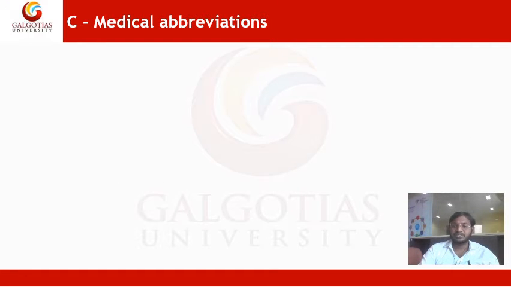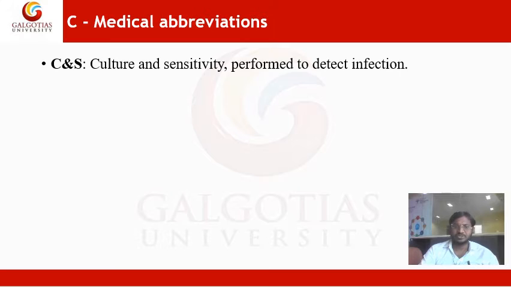Next, C-related observations. C and S, culture and sensitivity, performed to detect infection. This is one of the examples. Culture means we take the patient sample, then go for the staining technique for identification of any bacteria, and also which type of antibiotic you can use for curing. That is culture and sensitivity testing.